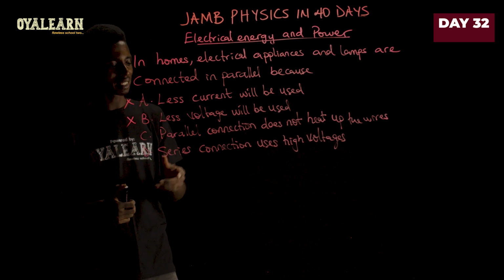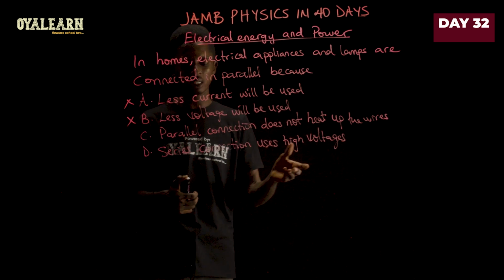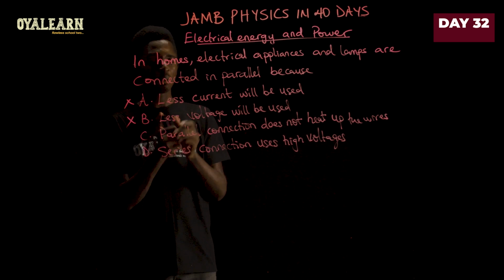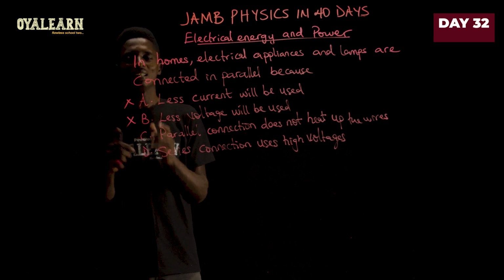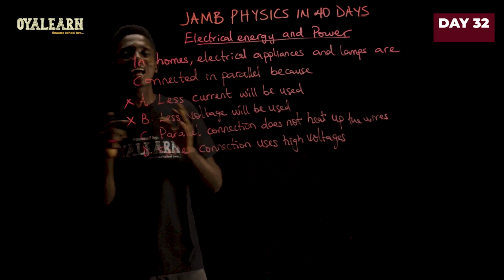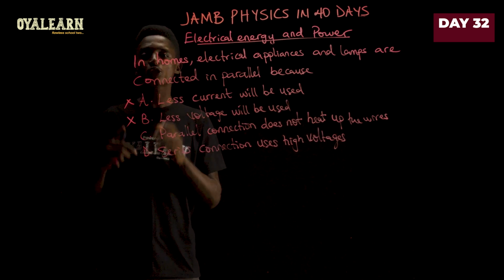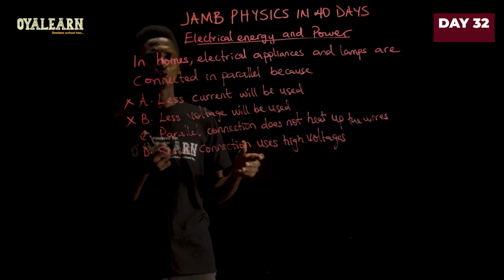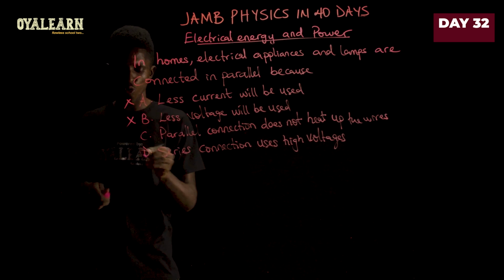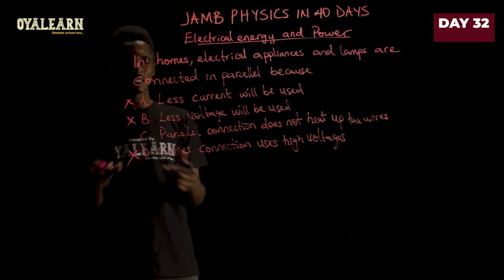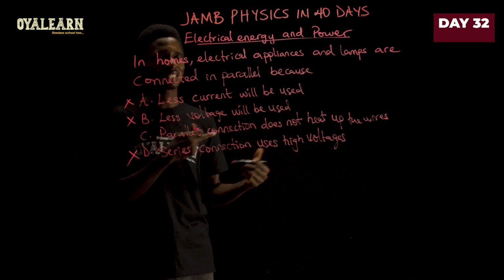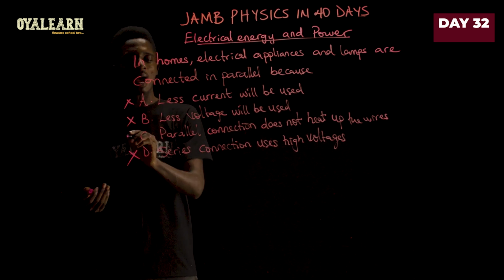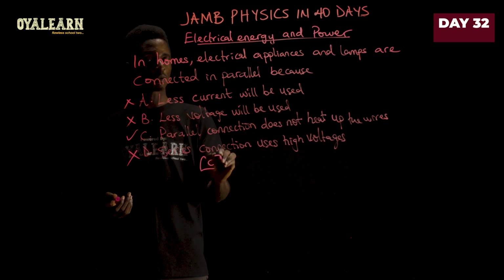And then option D says series connection uses high voltages. Now this is wrong because when you consider a series connection, the voltage is going to be shared among all the devices. So some will be getting high voltage, some will be getting low voltage, so it does not use high voltage. So this statement is also wrong. So in the end, we are left with a statement that is not entirely true. But because of the kind of options we are provided here, we have to go with that. That is, the answer here is option C.